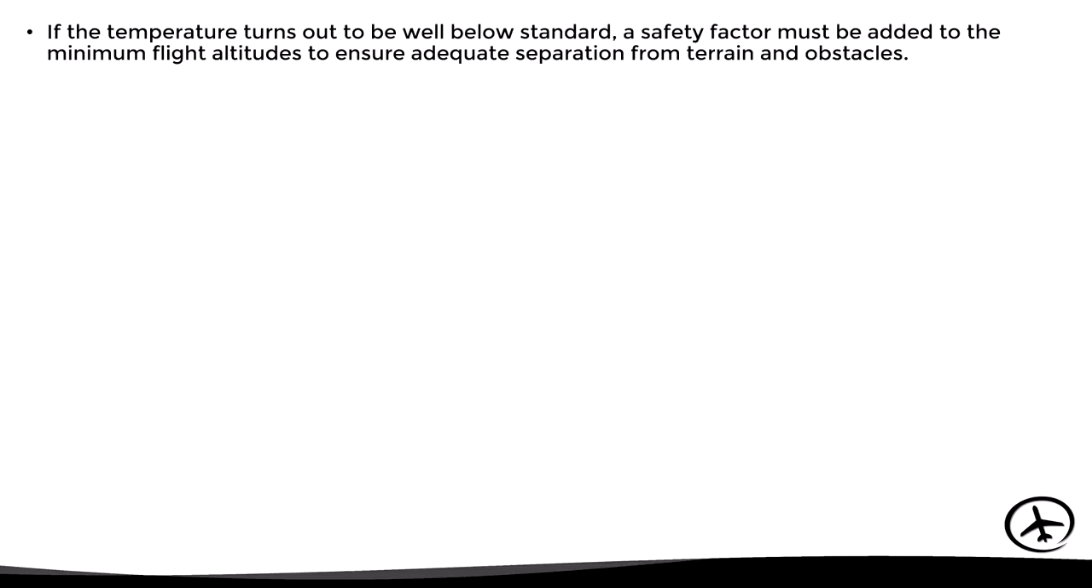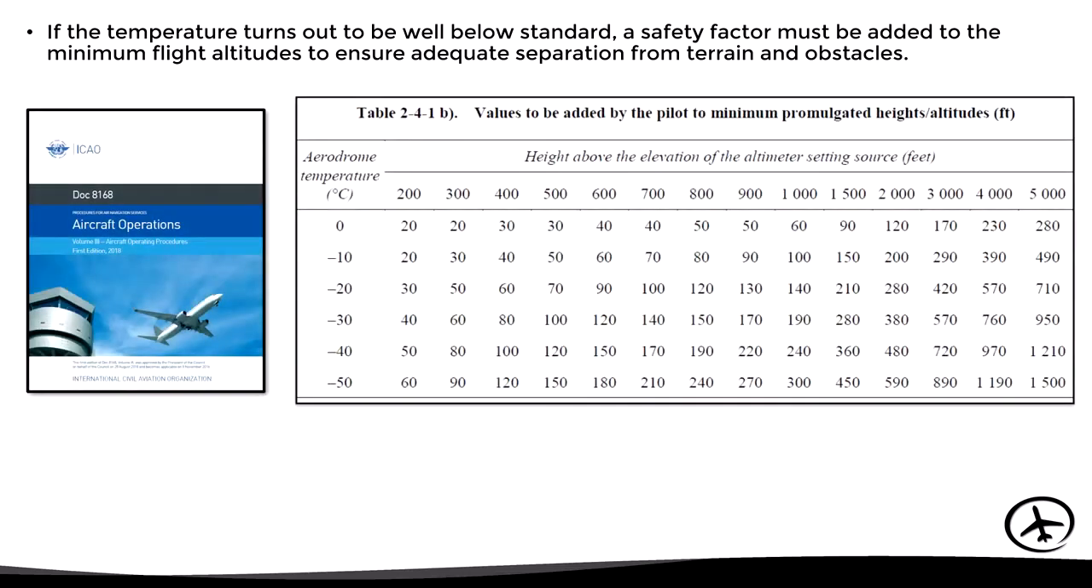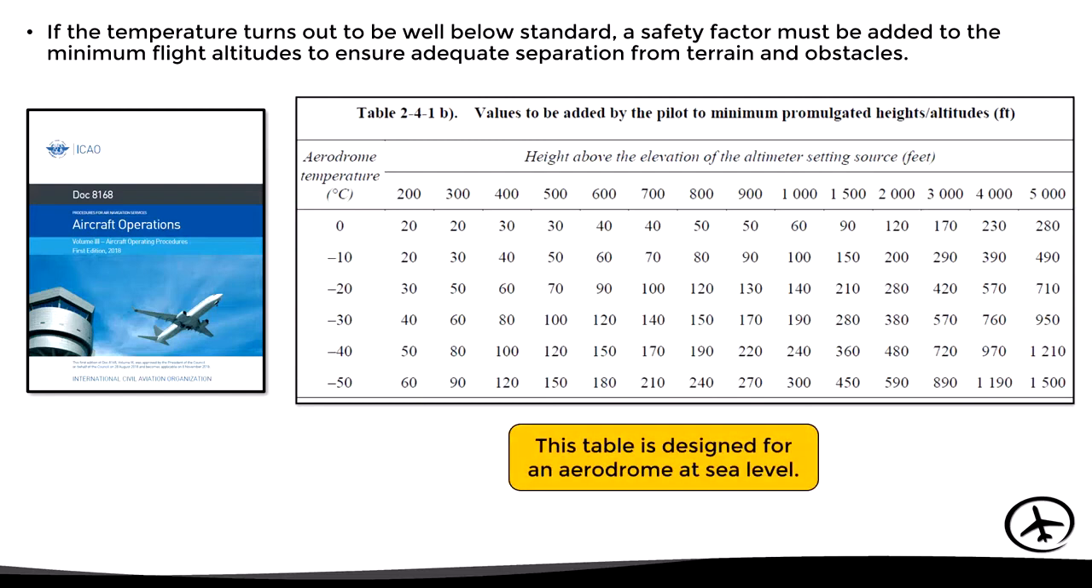However, if the temperature turns out to be well below standard, a safety factor must be added to the minimum flight altitudes to ensure adequate separation from terrain and obstacles. The correction factors to be used are published on the ICAO document 8168 and are provided by means of this table. These values are established based on an aerodrome at sea level, but they can be used for other elevations. Let's see a little example of how to use this table.